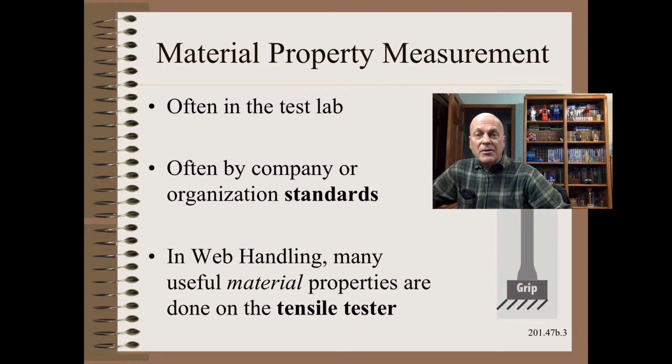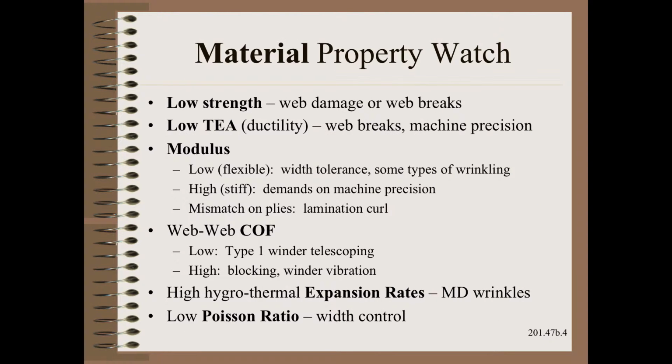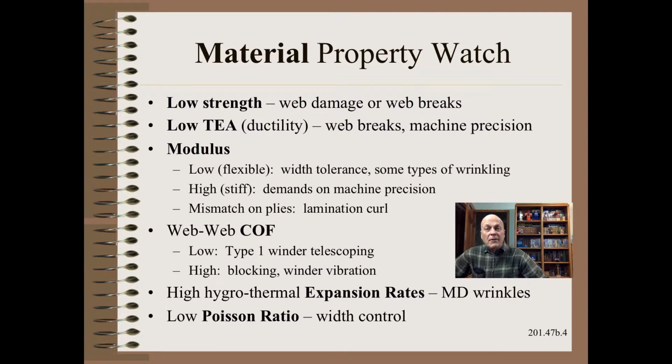Material property measurements can come from a variety of instruments. However, they are most often found in the test lab and almost always codified by company or organizational standards. In web handling, as we will find, the tensile tester is where you can get more than a few of our properties of interest. We will only focus here on a few properties that are well known to be troubles for web handling.